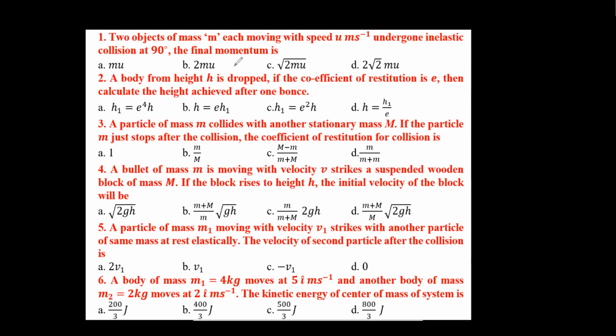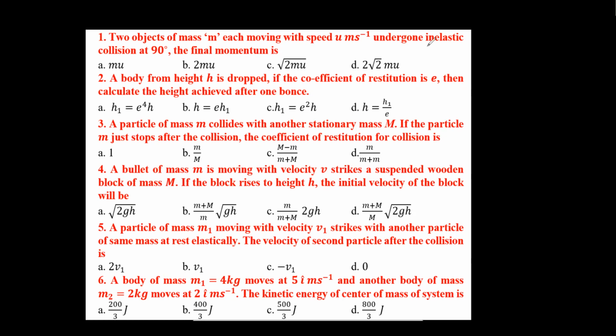Okay, so here it says that two objects of mass m each are moving with speed u meter per second, making an angle of 90 degrees to each other. Then we have to calculate the final momentum.